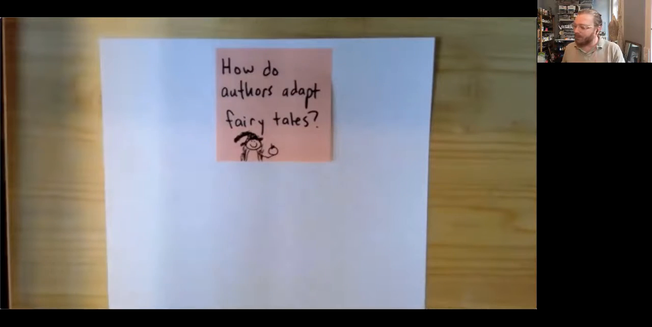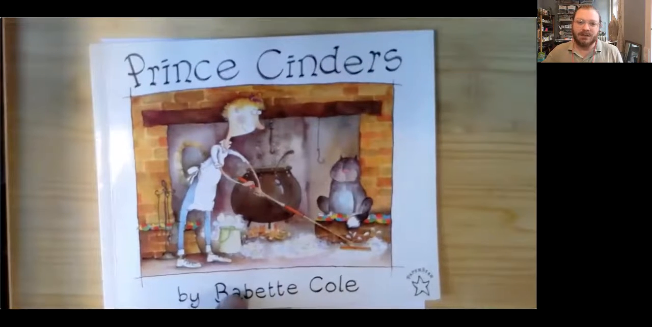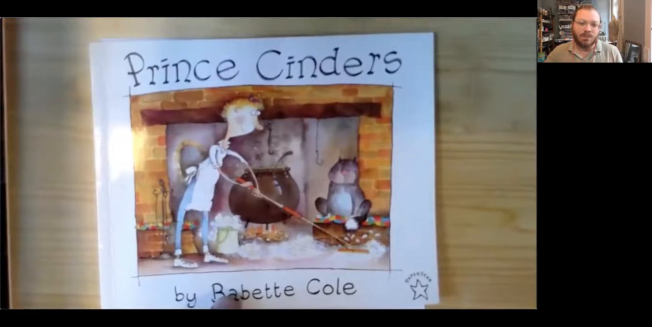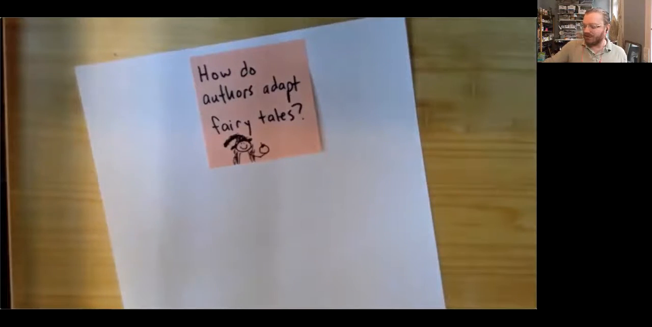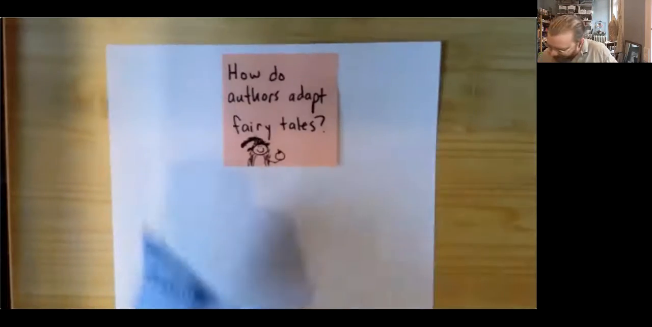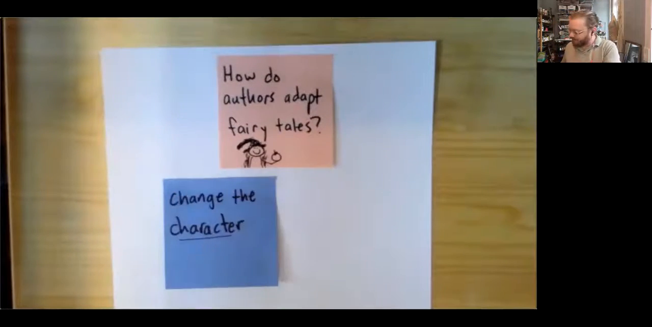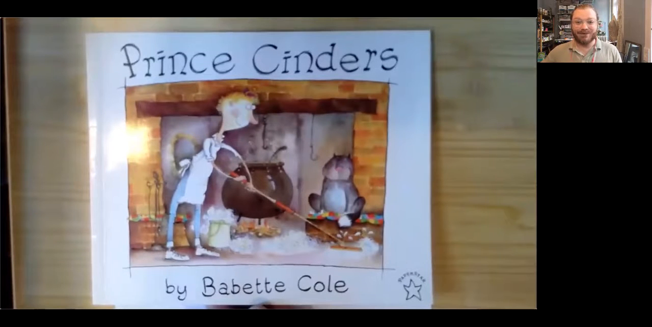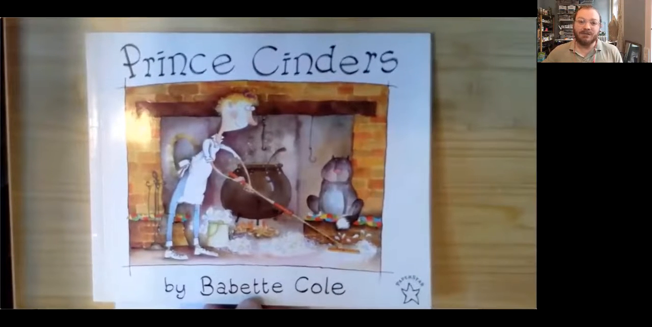this inquiry. So I remember, when we read Prince Cinders, I'm trying to think here, comparing this to Cinderella, well, it seems pretty obvious that one thing the author did is they changed the character. So we could change the character. For instance, Babette Cole, the author, changed Cinderella into a boy, Prince Cinders, right? So that's one thing we can do when we are adapting our fairy tales.